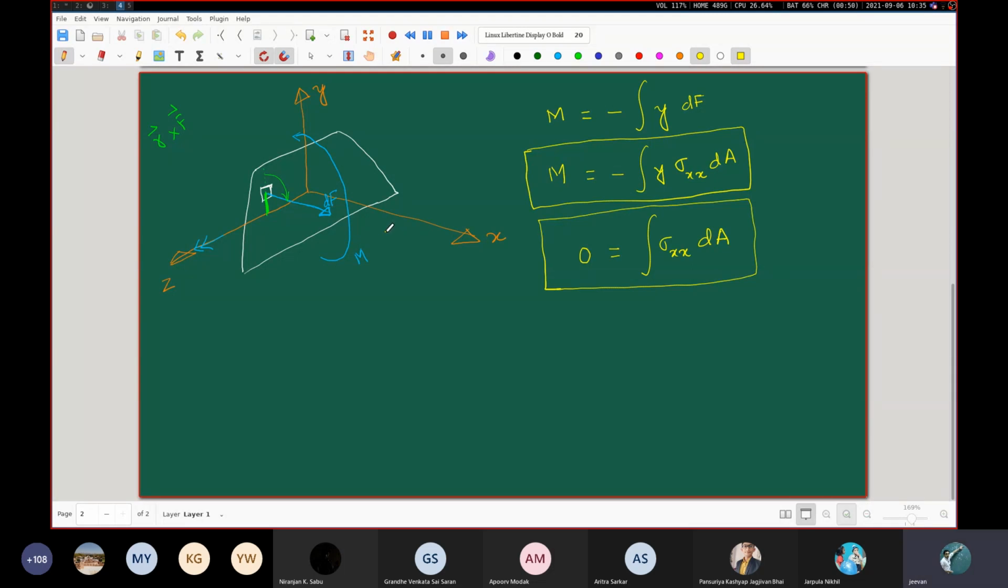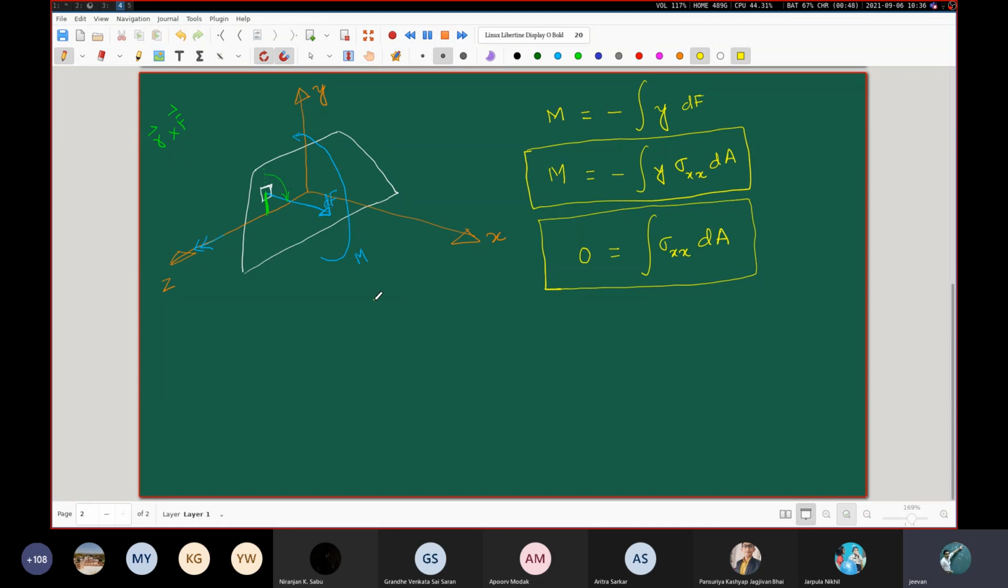Which means what? The immediate implication of this is that over certain parts of this cross section, the forces will be positive, and over certain other parts of the cross section, the forces will be negative. And they will be distributed in such a nice balanced fashion that the overall summation of that, which is represented by this integration, will be 0.